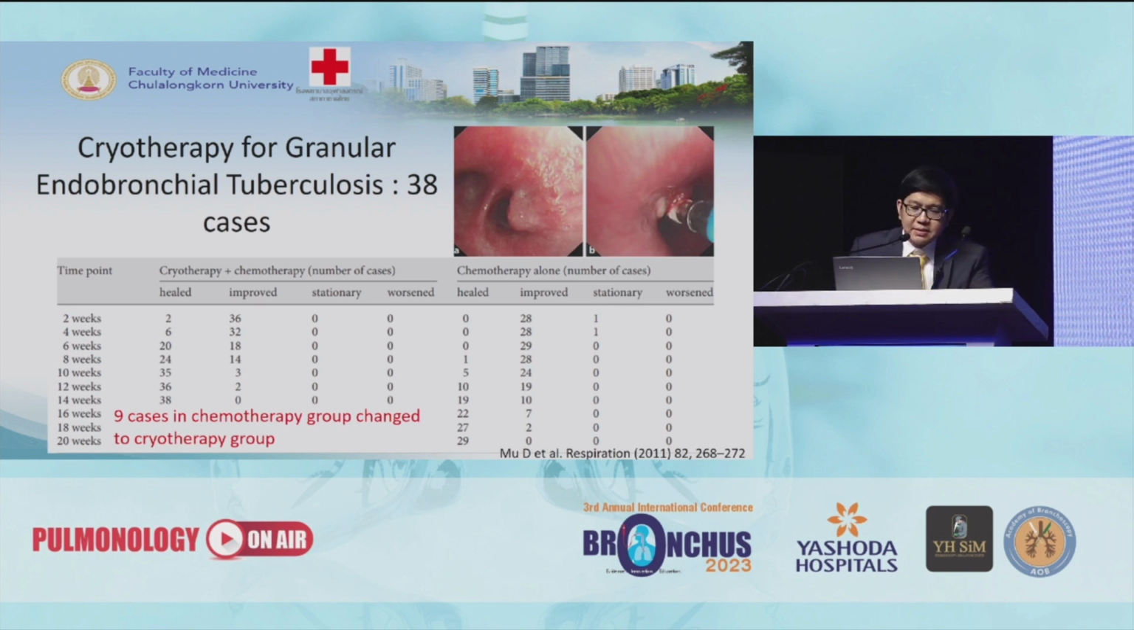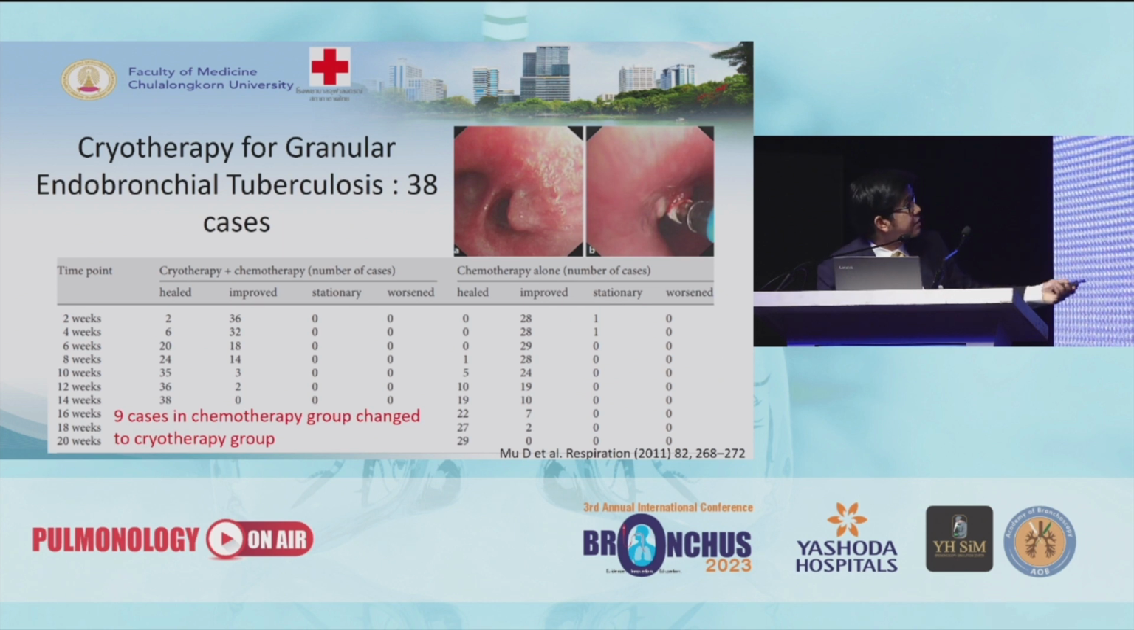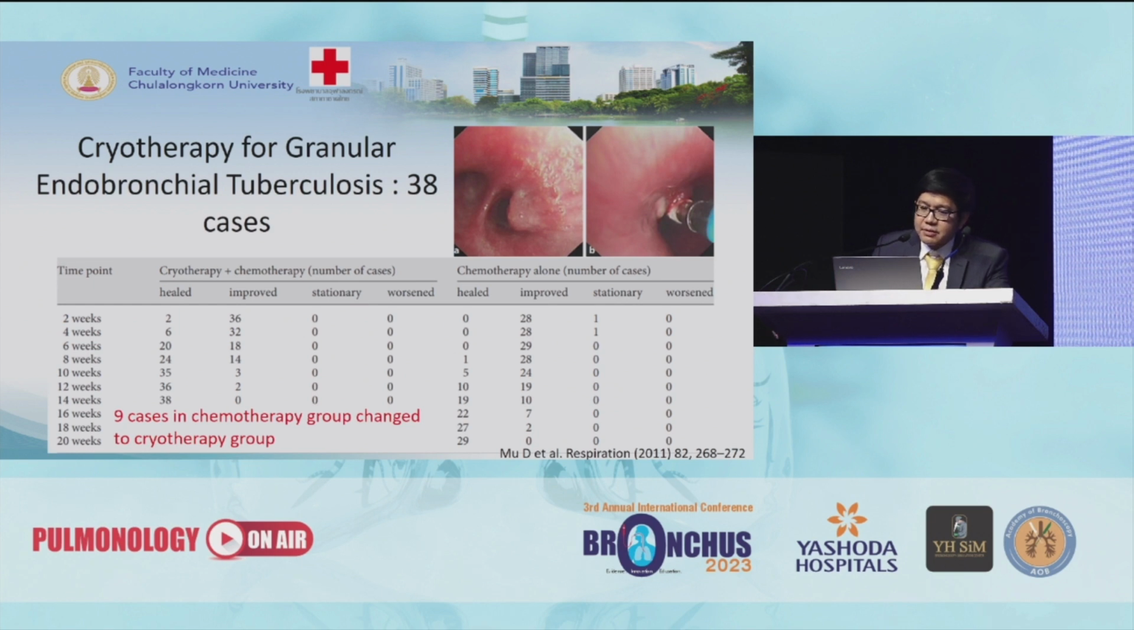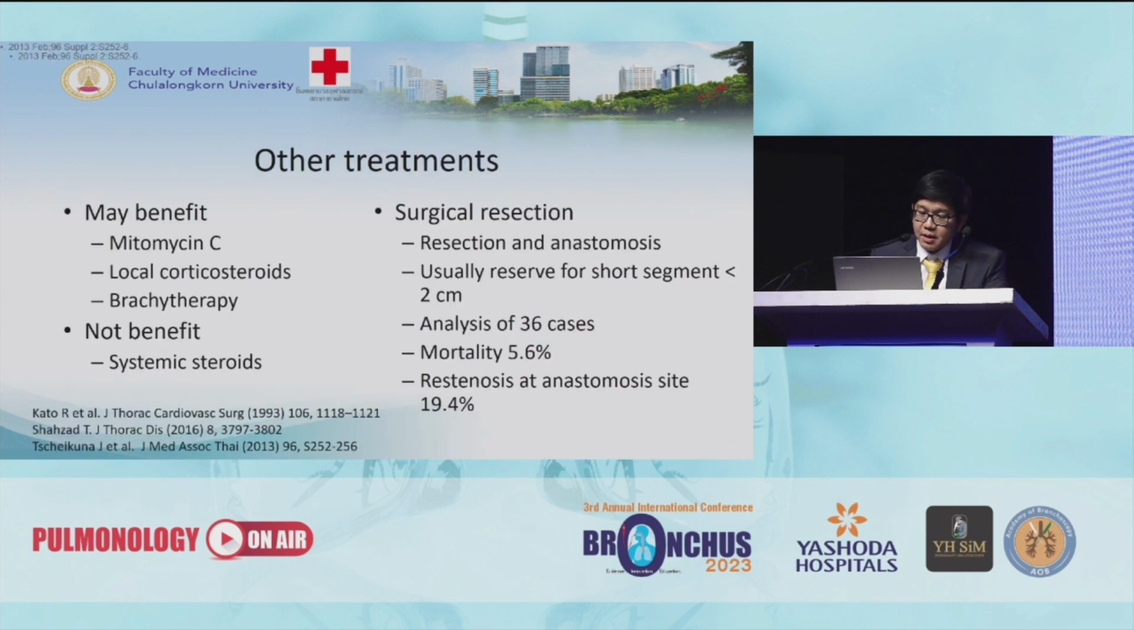In this study, the cryotherapy group with anti-tuberculosis medication showed faster improvement and also faster disappearance of the granular endobronchial tuberculosis compared to medication alone. And 9 patients in the medication alone group needed cryotherapy. Other treatments that may benefit are mitomycin C, local corticosteroid, and brachytherapy. Those are in case reports.